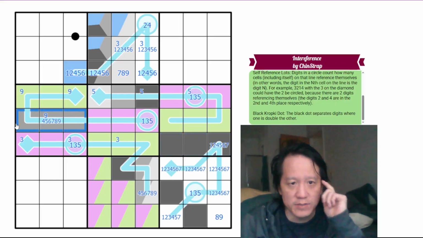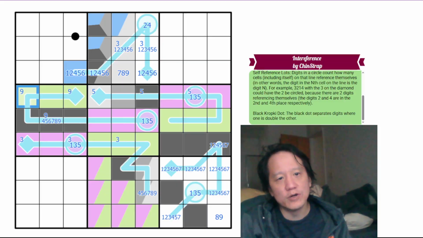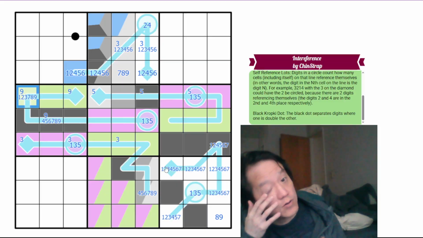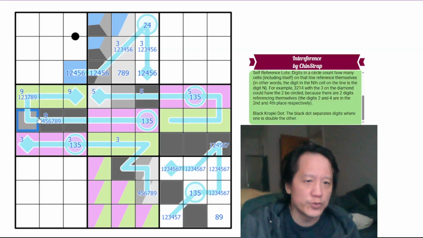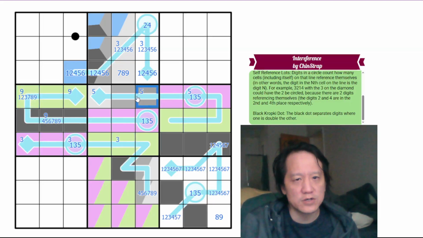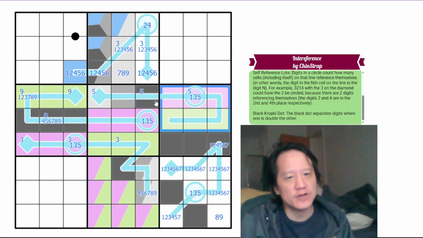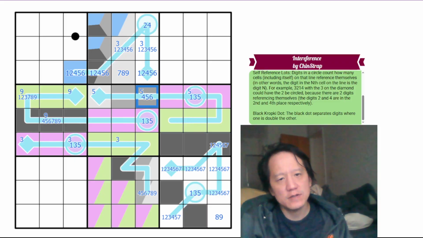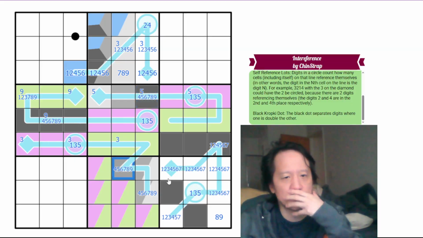That means none of these can be 3. So this must be 1, 2, 3, 7, 8, 9 here as possibilities for where the 3 could be. So 3 cannot be in dark. So this can never be 3. Can't be self-referencing. So 3 has to be in 4, 5, 6, 7, 8, and 9. So this is 4 through 9 here, which means it's the same as this digit. So this is 4 through 9.